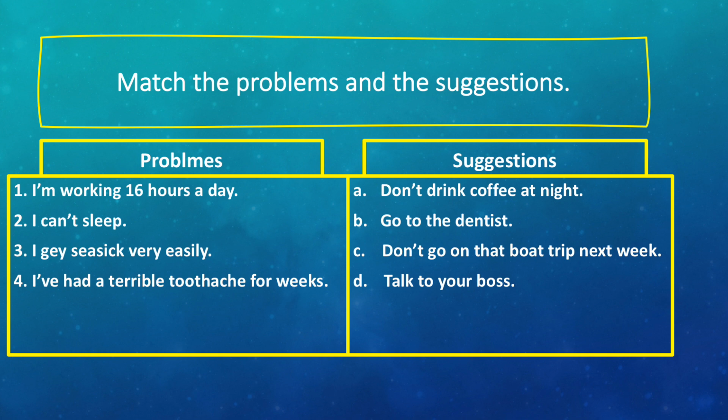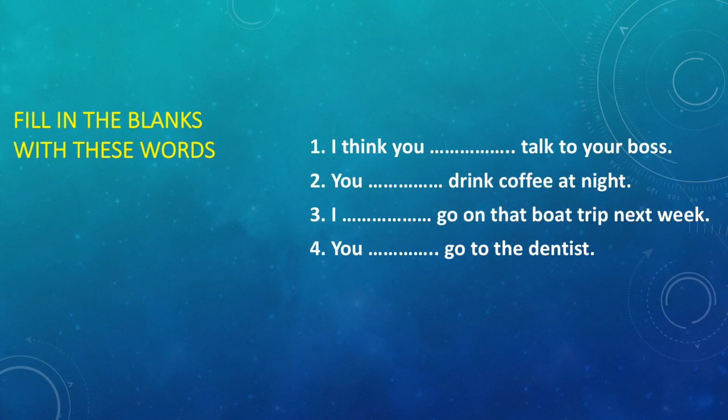Task number 2 is to match the problems and the suggestions. On the left, you have a number of problems, and on the right, you have suggestions to deal with these problems. So, first thing is to know the meaning. You should use your dictionary first. So, I can do number 2 as an example. I can't sleep. A suggestion to deal with this problem could be, don't drink coffee at night.